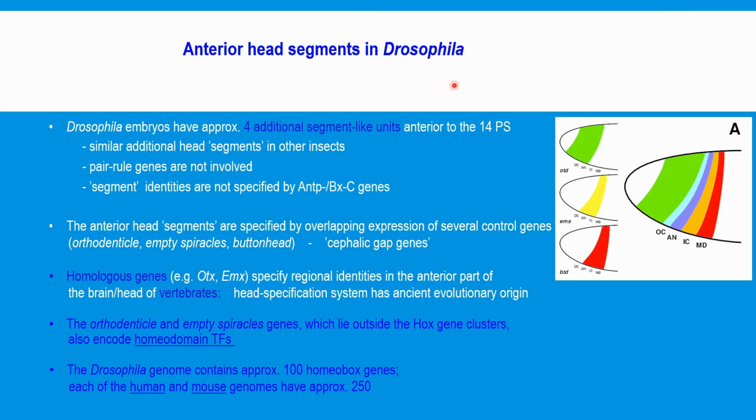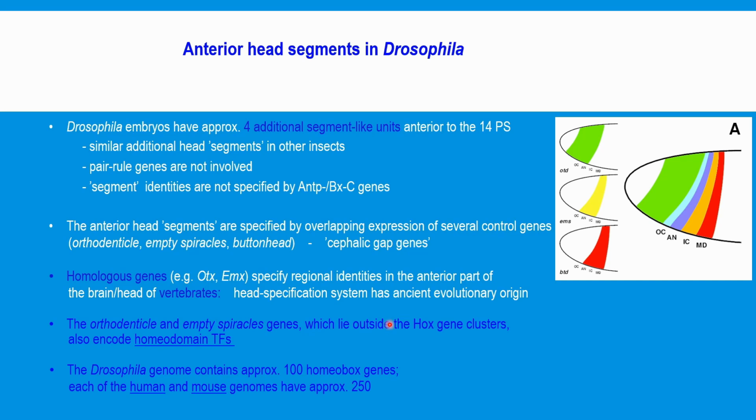I just want to mention that we've talked about this segmentation patterning in the thorax and the abdomen, but there are anterior head segments as well that are not covered by these genes. They don't have these Hox clusters, but they do have homeotic genes that are important in regulating this. And initially, these are expressed in this kind of a pattern here. We won't go through it much, but these are referred to as the cephalic gap genes or head gap genes. And some of these are homeotic or homeodomain transcription factors.